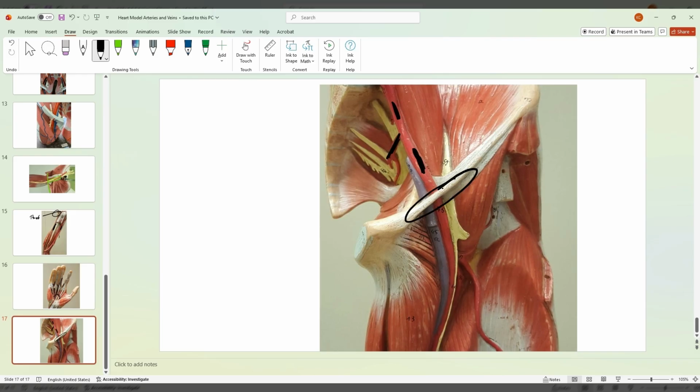As soon as we pass the inguinal ligament, it changes its name to what? Femoral artery. Yep, so we have femoral artery. This is going to be the left external iliac vein. Therefore, this right here is going to be the femoral vein. Okay, remember the inguinal ligament is what you're using as your landmark. And there we go.